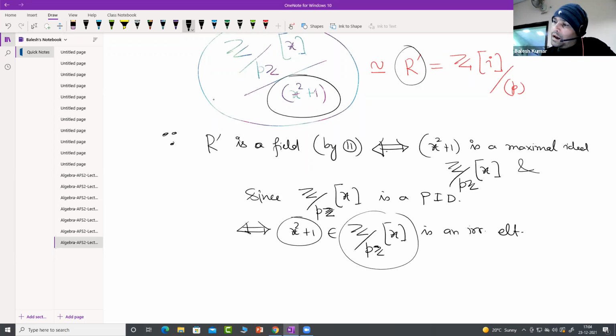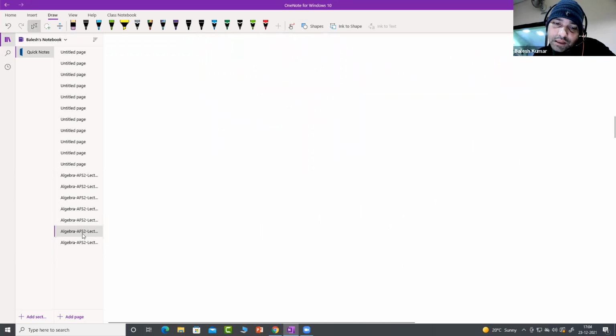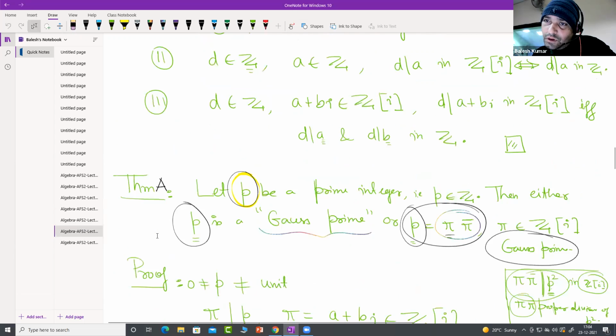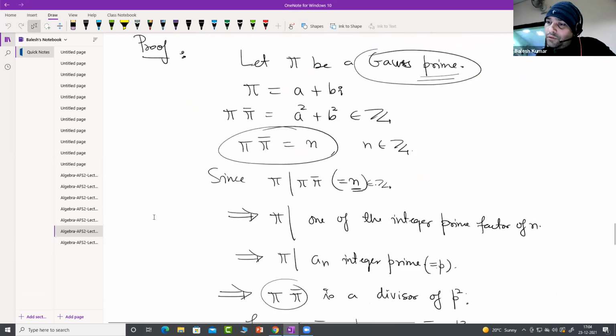And so this actually proves the lemma, and in a sense it proves that 1 if and only if 3 in that theorem is true. So by the way, any questions or doubts?